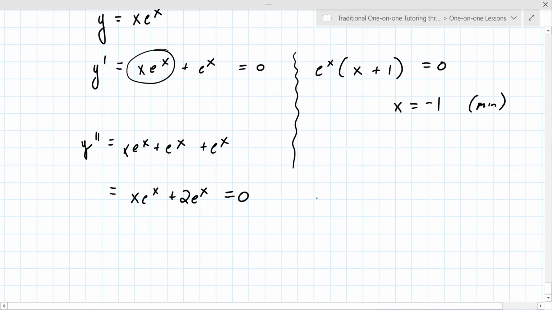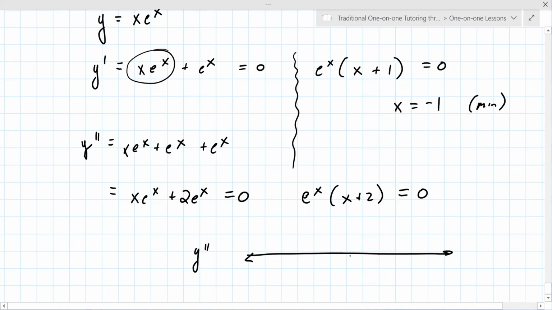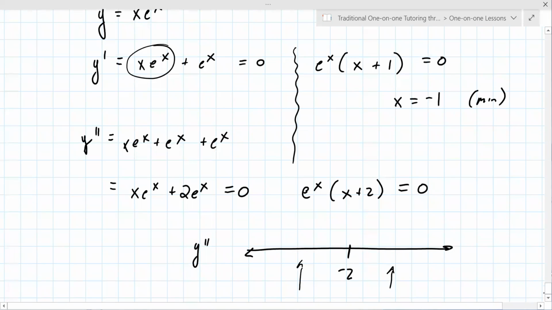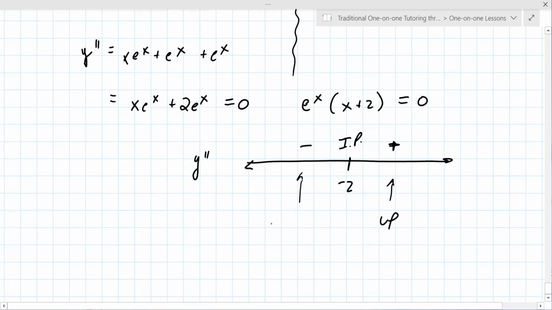You can set that equal to 0. E to the x factors out. x plus 2 equals 0. So your second derivative has a possible inflection point at -2. So when you check, do a sign chart here and you check points. E to the x is always positive, so it actually doesn't matter what's going on there. So for values over here, it's negative. For here, it's positive. So only when you go from minus to plus or plus to minus do you have an inflection point. This region on the right here, it's concave up. Here, it's concave down.